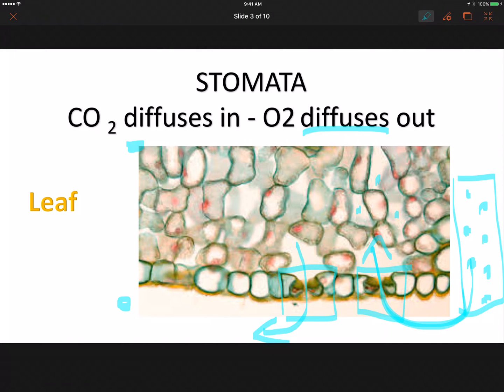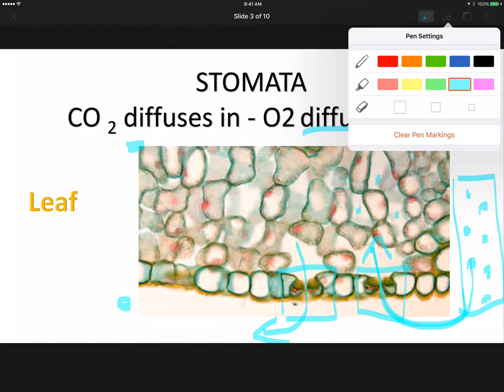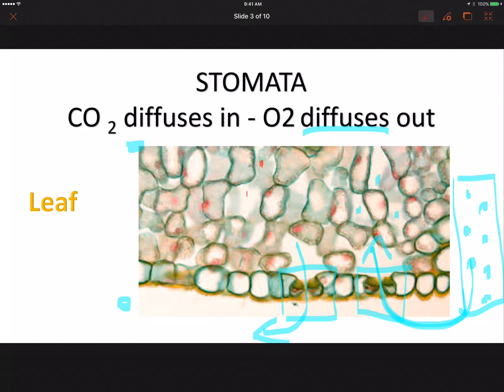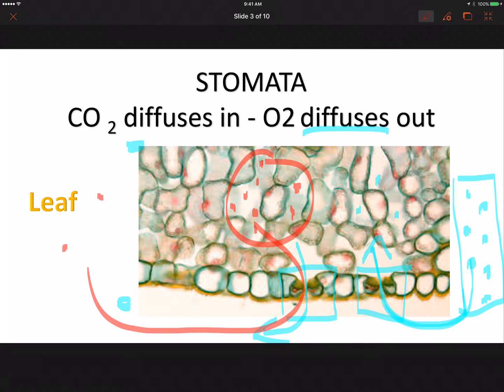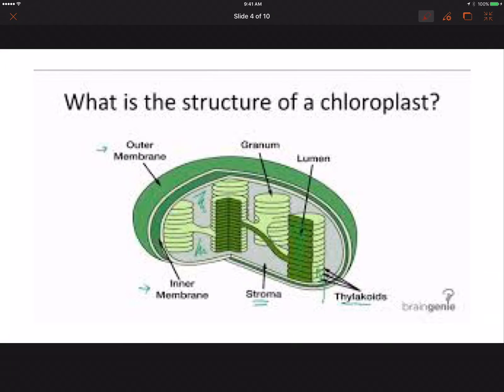Likewise, the product of photosynthesis is going to be oxygen. So I will keep producing oxygen molecules inside my cell. Those oxygen molecules will be higher inside of my leaf than outside, and diffusion will occur. It'll go from high concentration to low concentration. So CO2 goes in, O2 comes out, and they go in and out through that hole, the stomata.